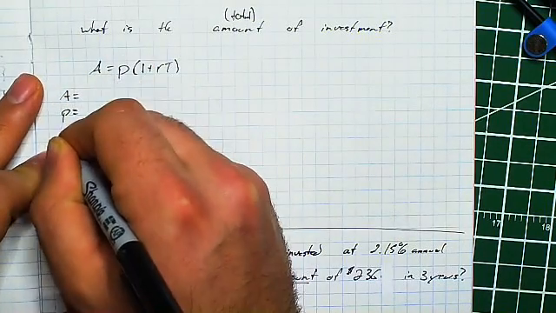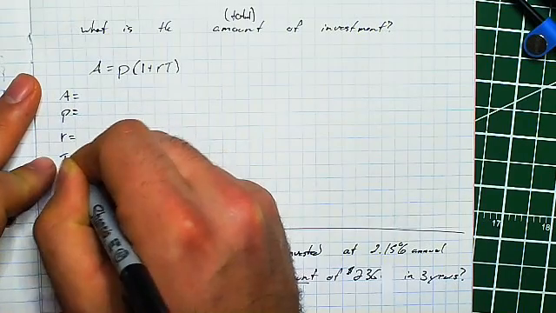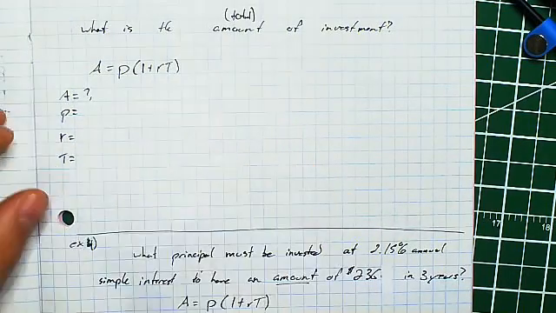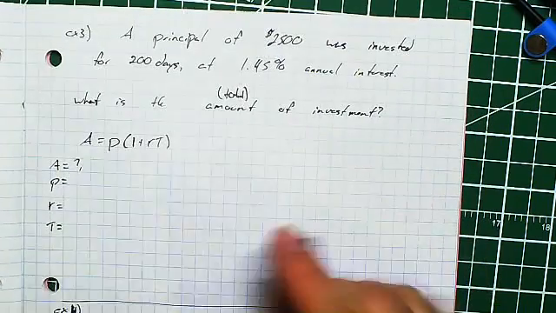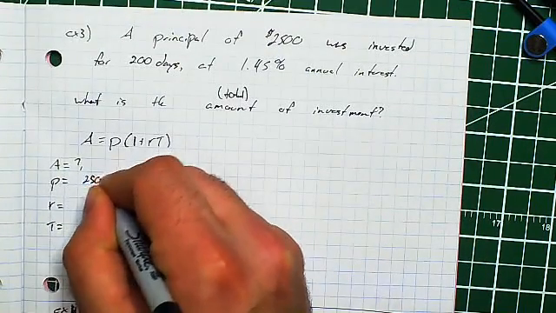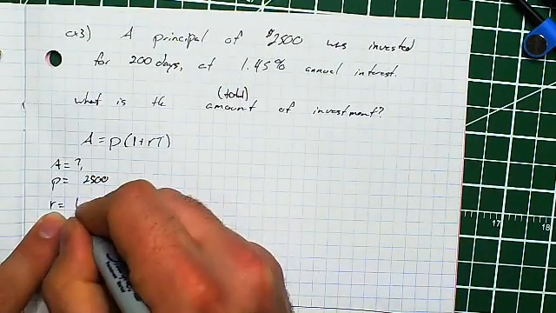And again, it's never a bad idea to write out what we know and what we're trying to find out. So, we know what the amount is, we don't know what the total is. We know that the principal was $2,500.